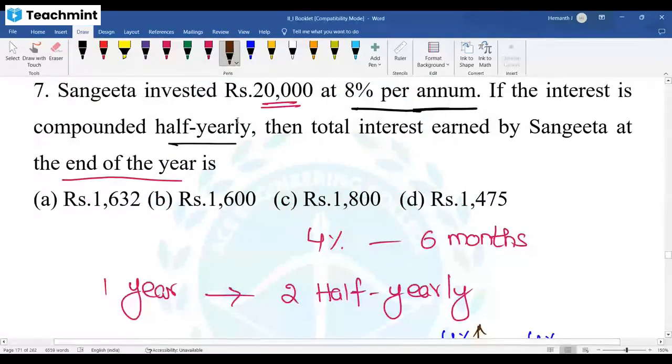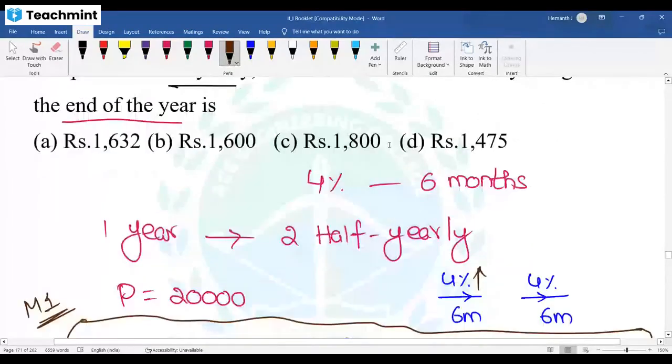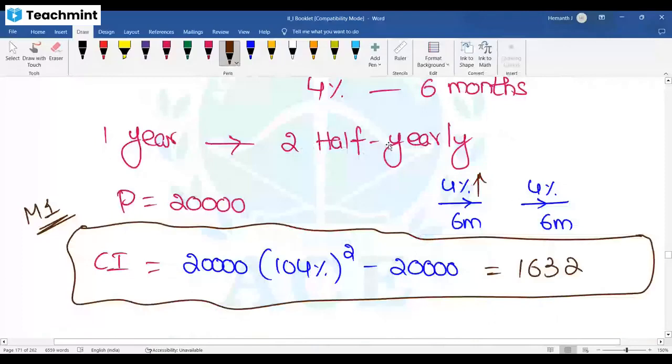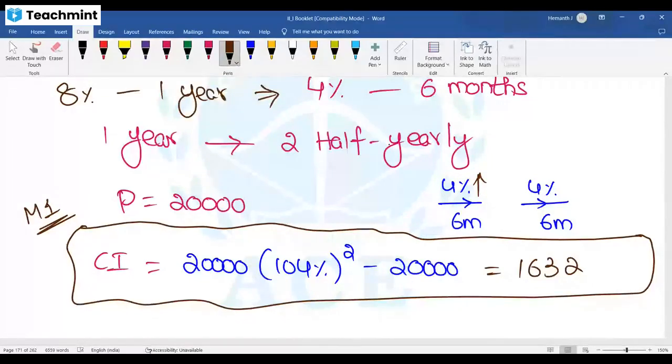20,000 is the investment, the principal. I believe everybody has the question within your booklet, so I'm just scrolling down. From here, the solution will start. 8% per annum, 8% for 1 year, means 4% for 6 months.